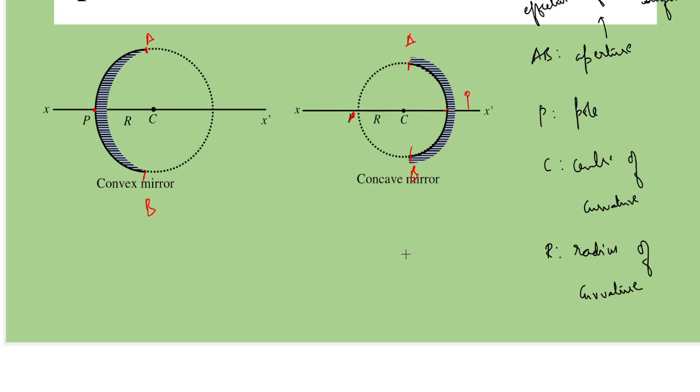And finally, an imaginary line which is passing through the pole and center of curvature, which is seen here as XX dash. This line is called the principal axis. It's called the principal axis. PRINCIPAL, principal axis, AXIS.